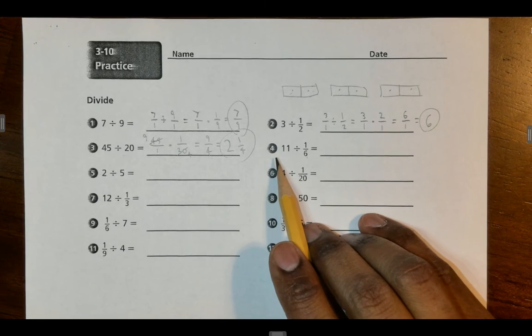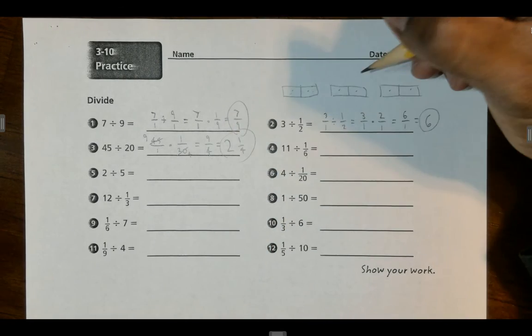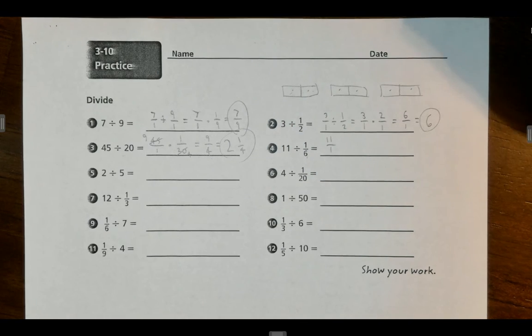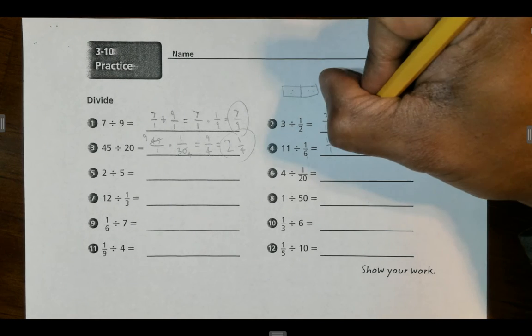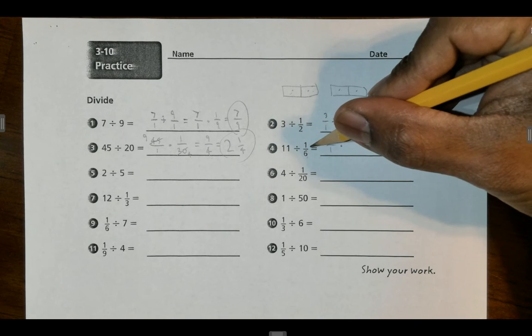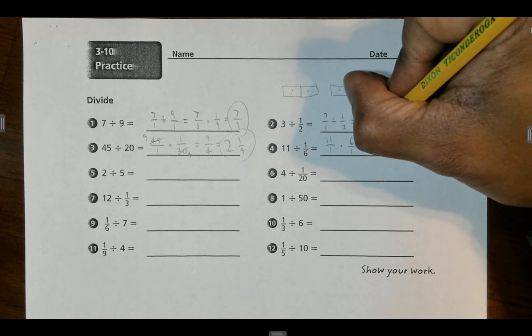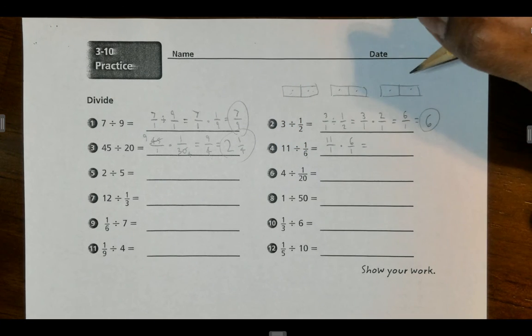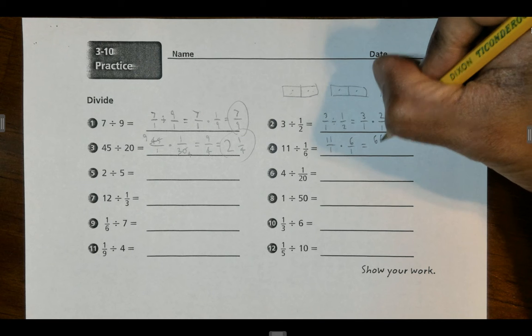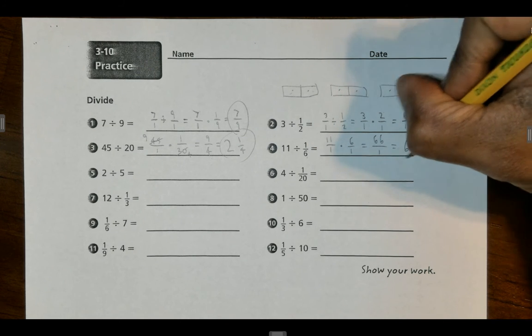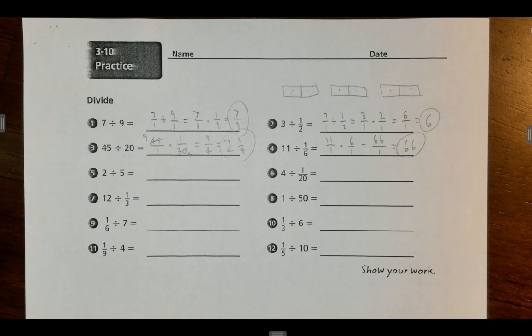Number 4. Keep what's on the left the same, but we will rewrite the whole number as itself over 1. Change the symbol from division to multiplication. Flip what's on the right. 1 over 6 gets rewritten as 6 over 1. No cross-canceling here. 11 times 6 across the top is 66. 1 times 1 down low is 1. 66.